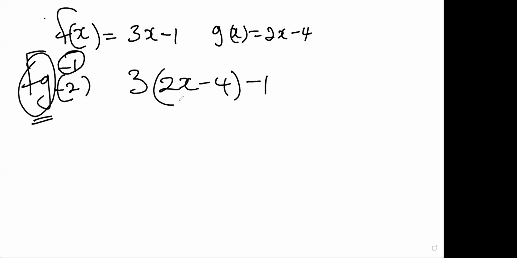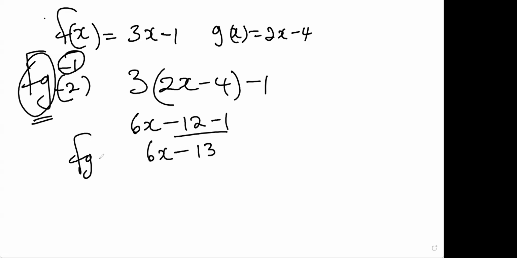So in that order, 3 times 2x, that's 6x. 3 times negative 4, negative 12. Both of them negative, so we add, keep the negative. So what we found is fg of x is 6x minus 13. Alright, so let's find the inverse now.